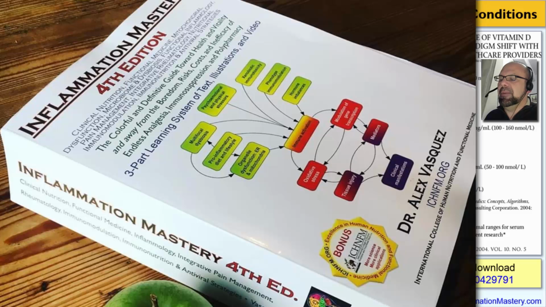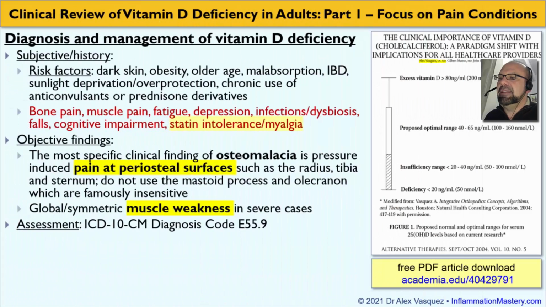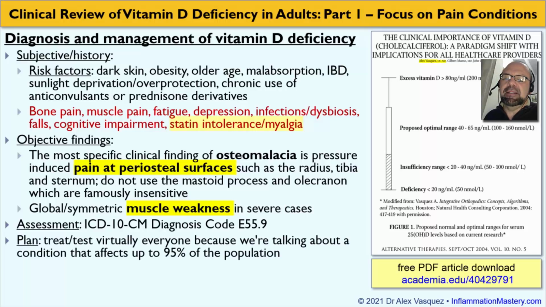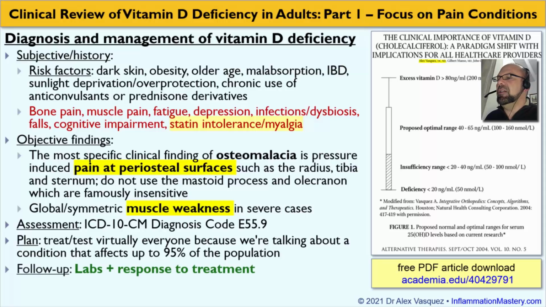We assess this with laboratory tests. We provide a diagnostic code, as you can see here, from the updated ICD-10. We base that diagnosis on lab tests, as I've reviewed for you here. You can download that in the articles, and I'll show you an updated version of that in just a moment. Our plan is to treat and test virtually everyone, because we're talking about a condition that affects up to 95% of the population. How do we follow this up? We follow up with labs and response to treatment, just like everything else.